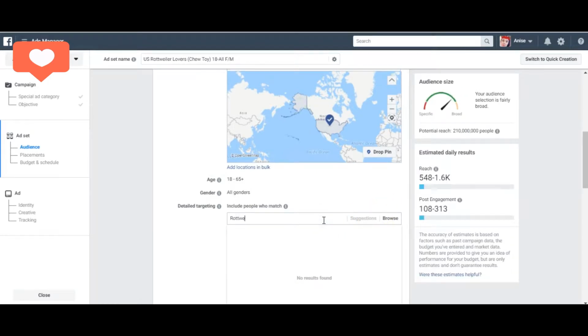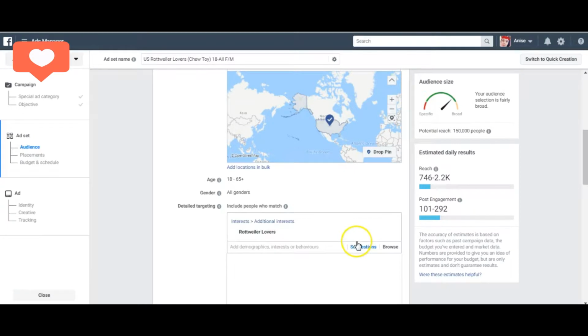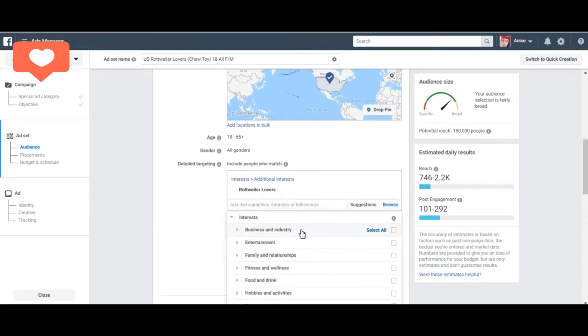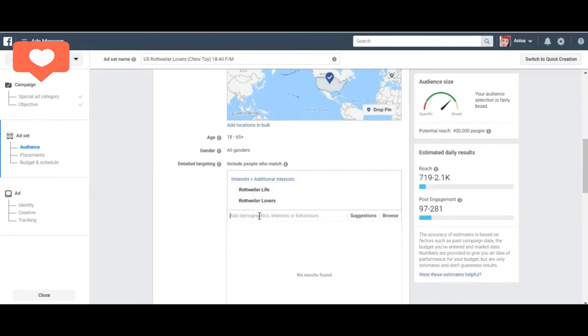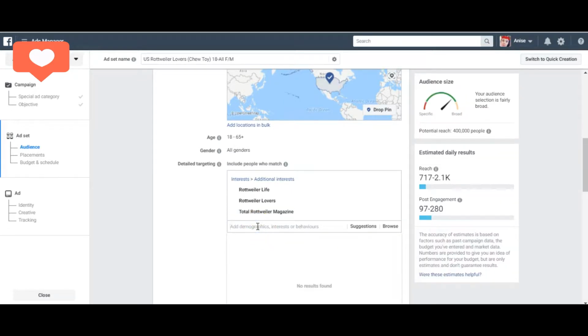Absolute targeting is what we want. So this is where we put in Rottweiler Lovers, and here we go. There's a page. We can click suggestions, interest, see, so you get those really broad niches coming up. And what we want more of are the lovers and pages. So let's browse interests. Let's put Rottweiler in, because often they'll give you, see, there's the ones from our suggested audience from the precise magnetic and audience insight. So we'll do that again. Rottweiler. So Total Rottweiler Magazine, that's a great one.